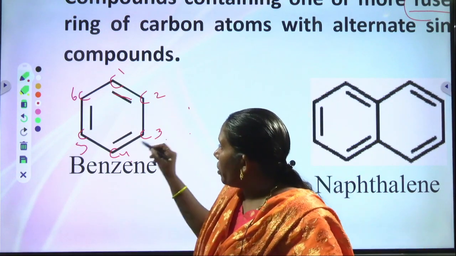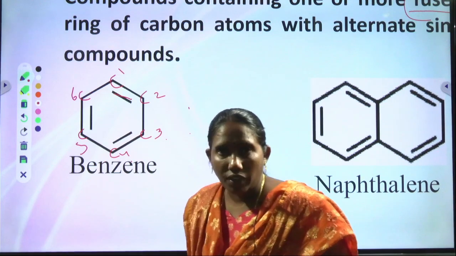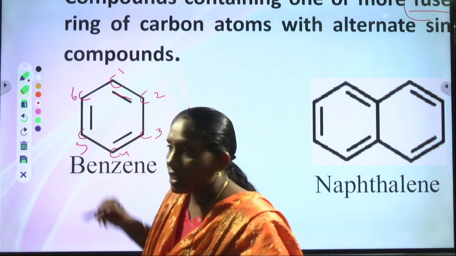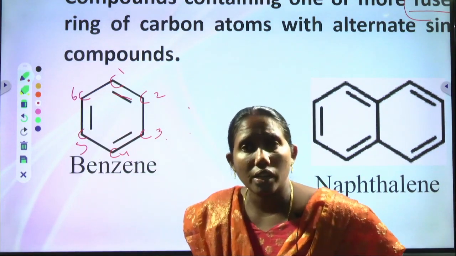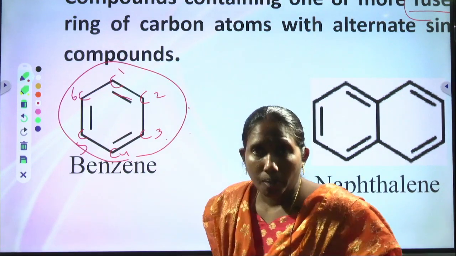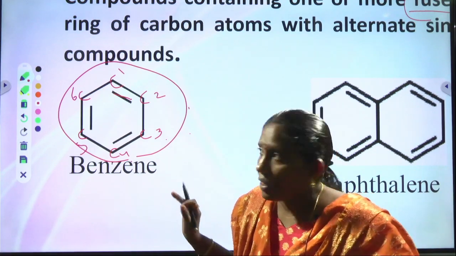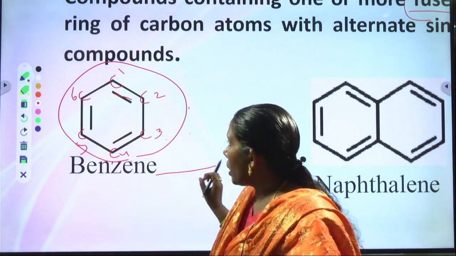Again, the double bond between the 3 and 4 carbons, no double bond between the 4 and 5. Again, a double bond between 5 and 6. So this is called alternate double bonds, and this complete structure is called benzene. If any compound has a benzene ring, then we can say that it is aromatic in nature, right?